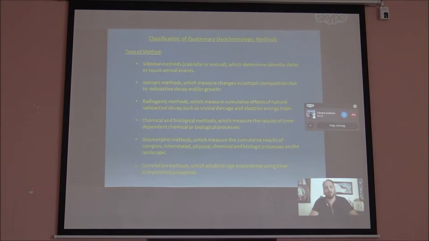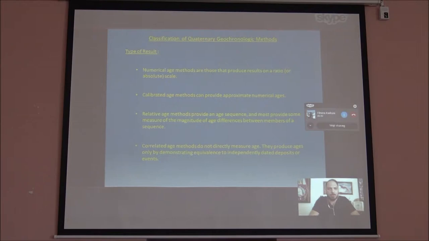The second classification of quaternary geochronologic methods is based on the type of the results. So, we have the numerical age methods, which are those that produce results on a ratio or an absolute scale. We have the calibrated age methods, which can provide approximate numerical ages. We have the relative age methods, which can provide an age sequence, and most provide some measures of the magnitude of age differences between members of a sequence, and the correlated age methods, which do not directly measure ages, but they produce ages only by demonstrating equivalence to independently dated deposits or events.